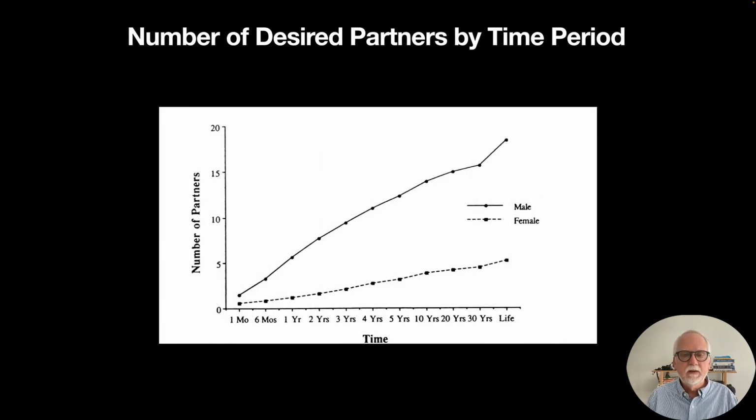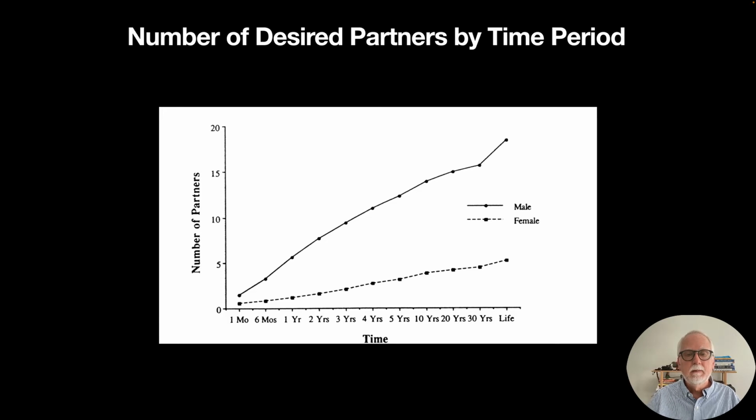For example, take undergraduate students, people between 18 and 22 years old, and ask them how many partners they would like to have over the next month, 6 months, year, 2 years, 3 years, 4 years, 5 years, all the way up across their entire life. The dashed line at the bottom is for female participants. You can see that over 1 month, 6 months, 1 year, 2 years, they only want a couple of partners, a fairly low number. They never even get above 5 on average across their entire lifespan.